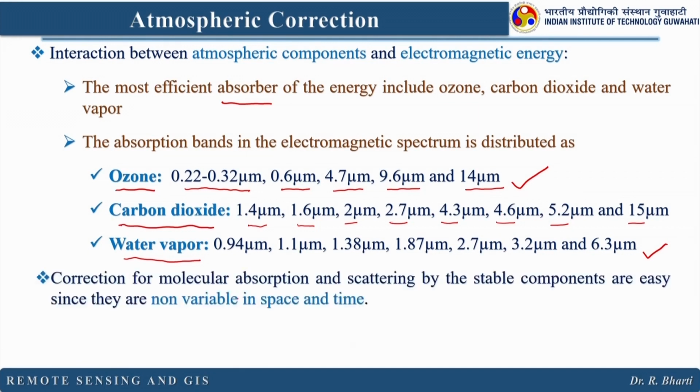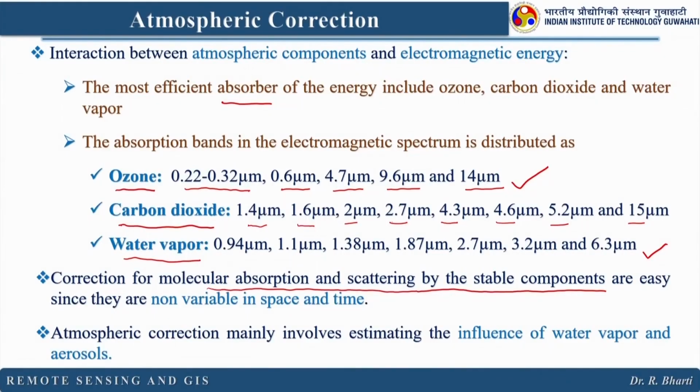Correction of molecular absorption and scattering by the stable components is easy since they are not variable in space and time. So, it is not very difficult because all the components are known, all the absorption features are known. So, you can easily identify their concentration in the remotely sensed image and you can remove their effect.